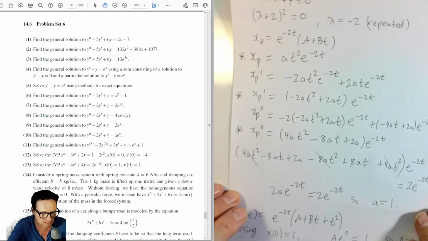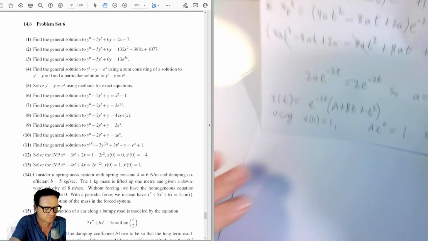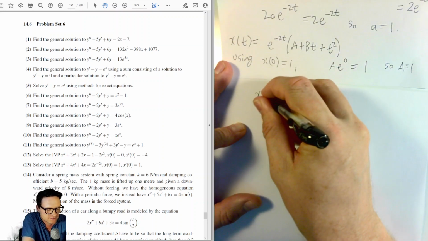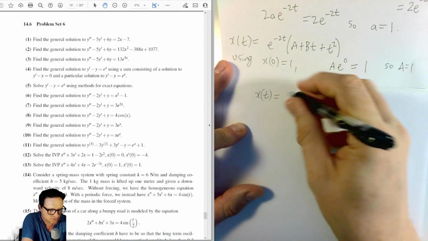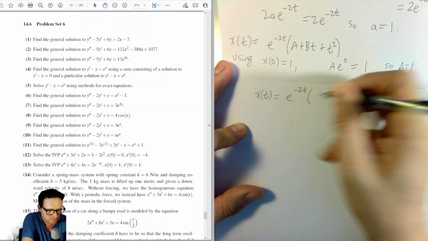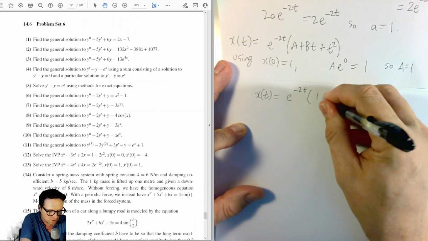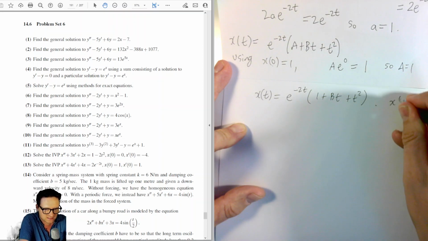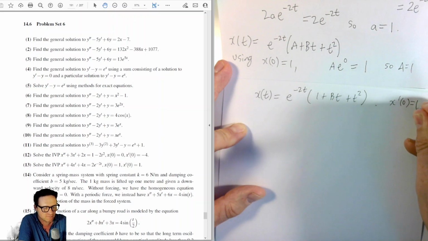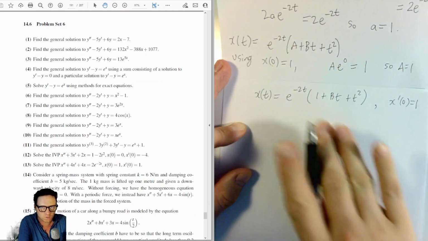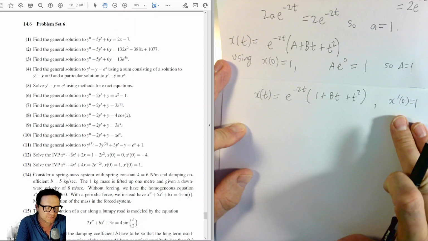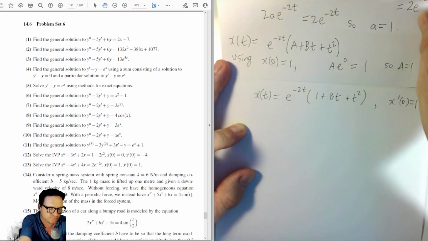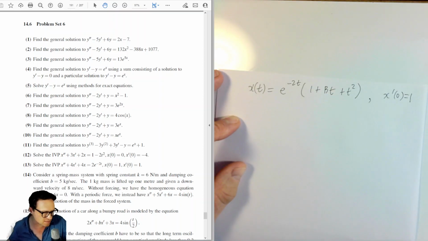Okay, now let's collect what we've learned. So we have x of t is equal to e to the minus 2t times a is 1, so 1 plus bt plus t squared. Okay, we also have x dash of 0 is 1. So we need to differentiate this in order to use our initial value, x dash of 0 is 1, in order to get uppercase B. All right? So let's differentiate this now.